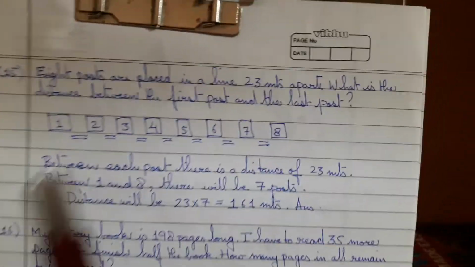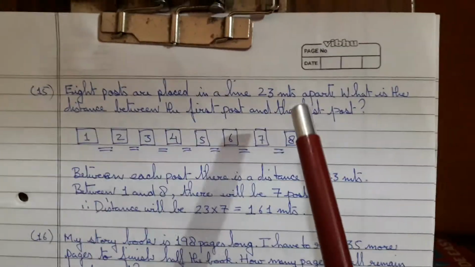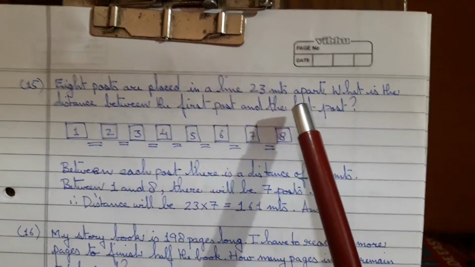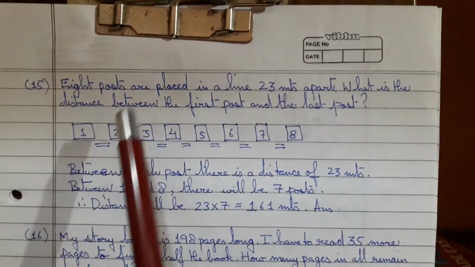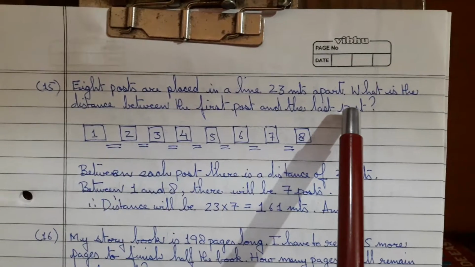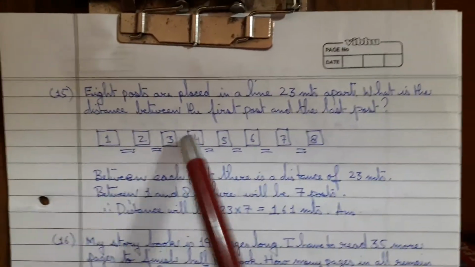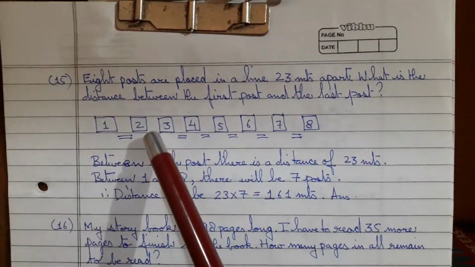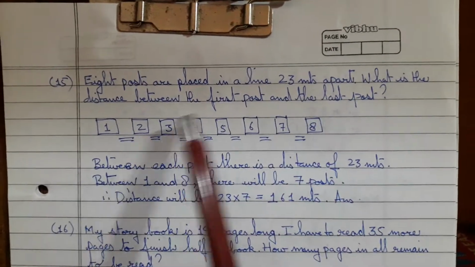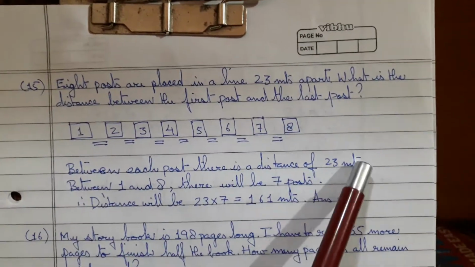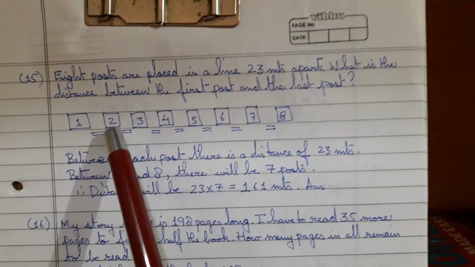Okay, let's now do this. 8 posts are placed in a line, 23 meters apart. What is the distance between the first post and the last post? So you can mentally draw, or I have drawn it for you. So you put the 8 posts over here. Between each post there is a distance of 23 meters, which I have underlined.